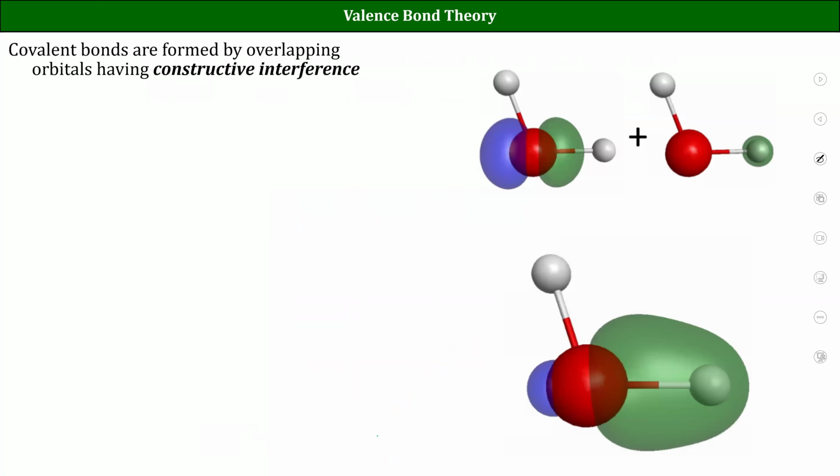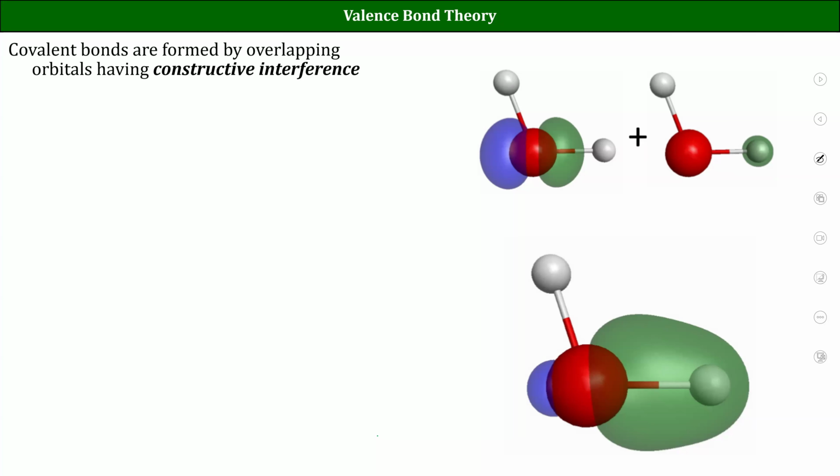And so if you take these two functions, for example, if this is water, the p orbital of the oxygen can be in the same phase, the same color as the hydrogen. And when you bring them closer together, you basically get the green parts overlapping with each other.